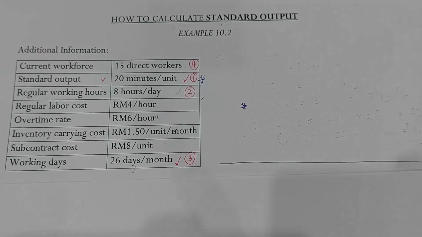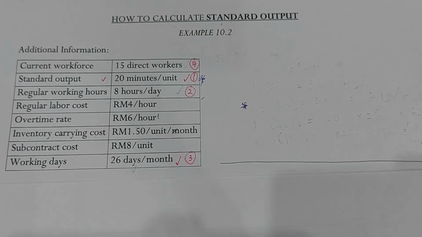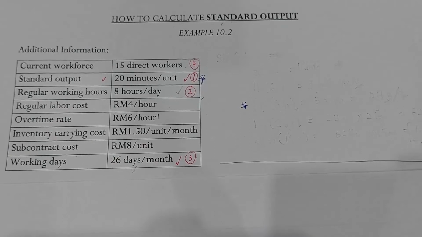Okay, we will proceed to the calculation part for the aggregate plan. So in order to prepare a full set of aggregate plan, the first thing that we need to do is to calculate the standard output first. Okay, so what is meant by standard output? It means how many units can be produced by the company in 1 month by using all the resources. All the resources here means by using all the workers.